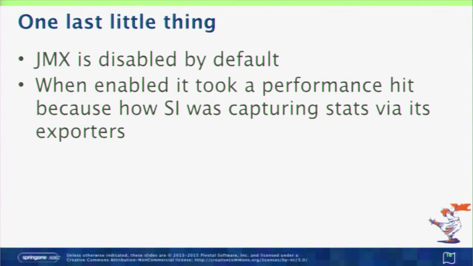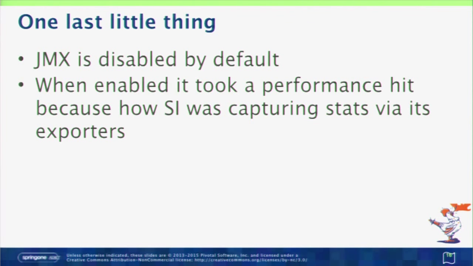And one last thing. Whenever you decide, I'm just going to turn on JMX, there couldn't be anything that happens. Well, yes, there can. And this is something we found in XD. Enabling XD's JMX, we got a performance hit. We began an investigation, and what we found was that in Spring Integration, it wasn't the JMX enablement that caused the impact. It was actually that the way Spring Integration was gathering its statistics was rather expensive, and that was causing the net slowdown in the message flow through our streams.